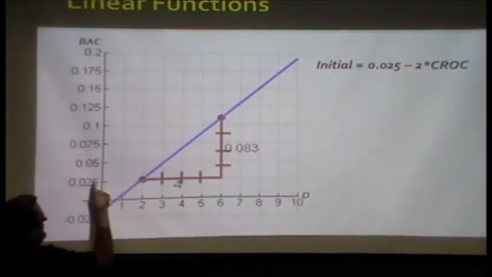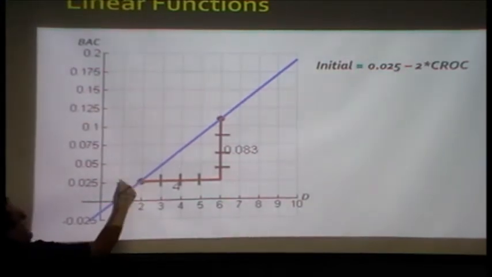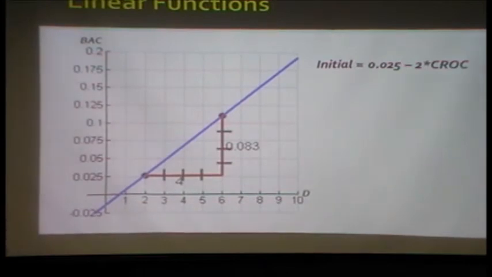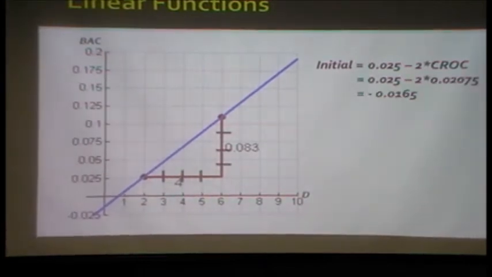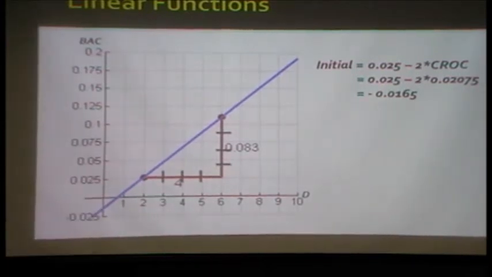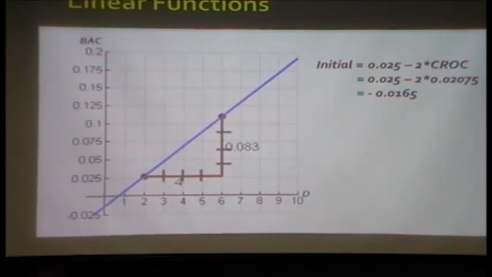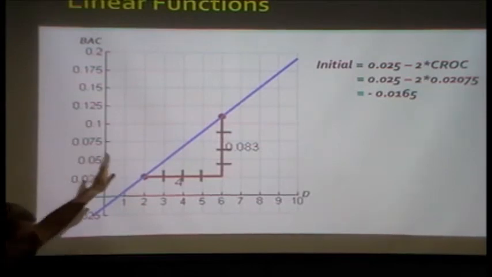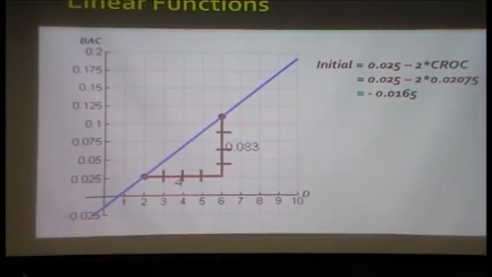And where did I start? 0.025. So I have to back up. I have to subtract 2 copies of the constant rate of change to get that initial quantity. It comes out to be that, based on the model. Now I know some of you are going to say, if you have no drinks, how do you get a negative BAC? That's a conversation for later. But this is the data I got. If you go to drinkingdefense.com, that's what they said, so I've got to do it.